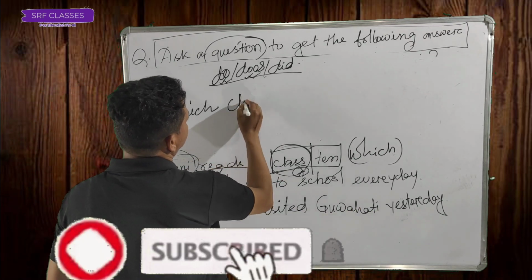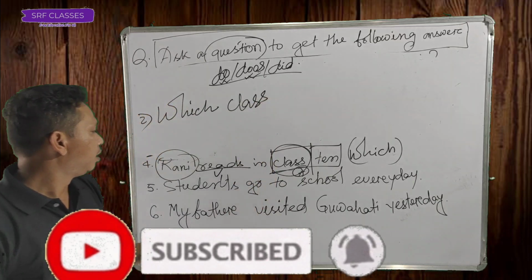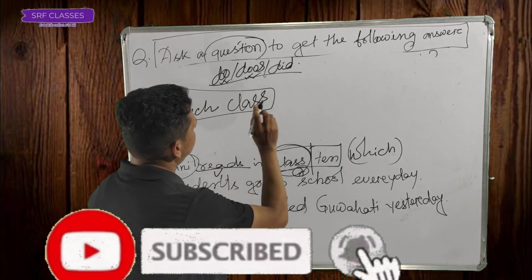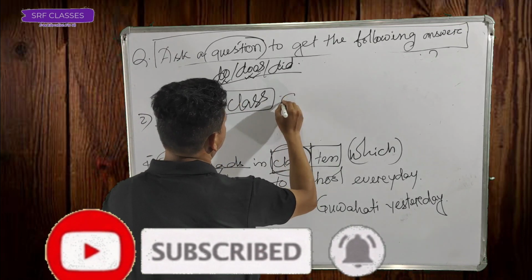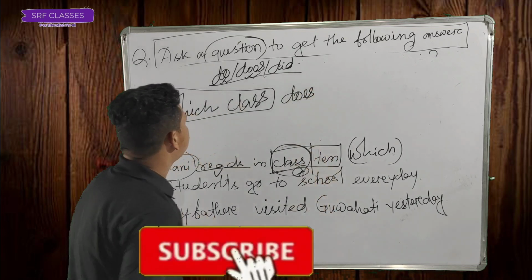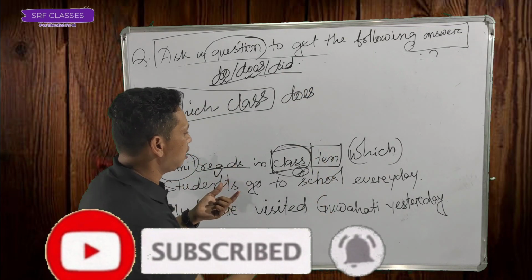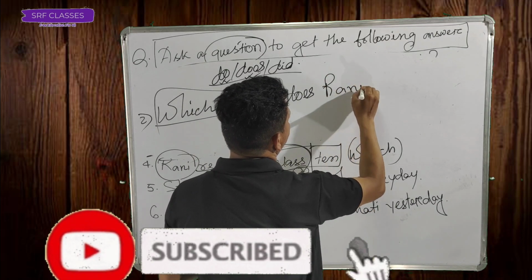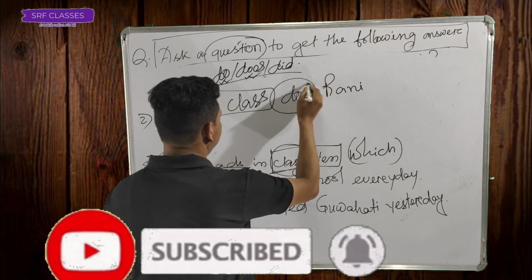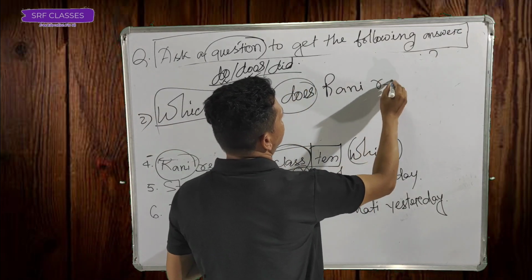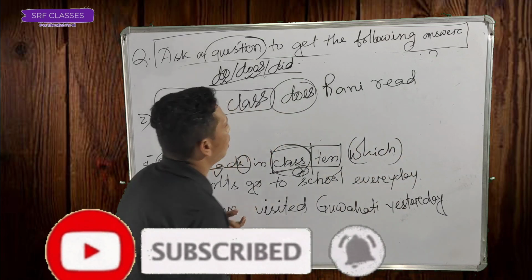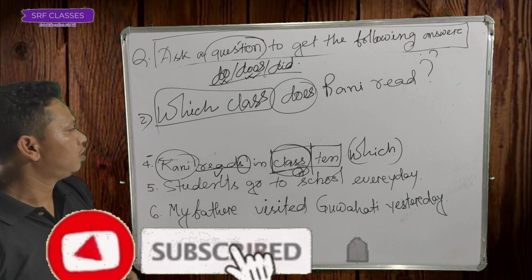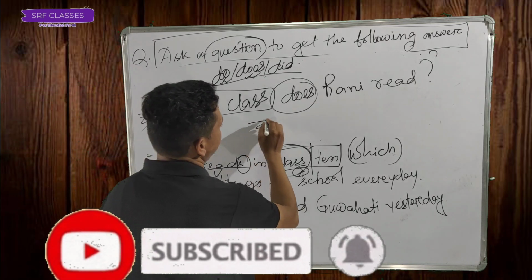So which class will take here? Next, we have made it the subject. Since Rani is third person singular number, we will take does. Which class does Rani? The rest are the same. We have taken does, so reads, the s will not be there, we will write read. Which class does Rani read? At the end of the sentence we will take a question mark.